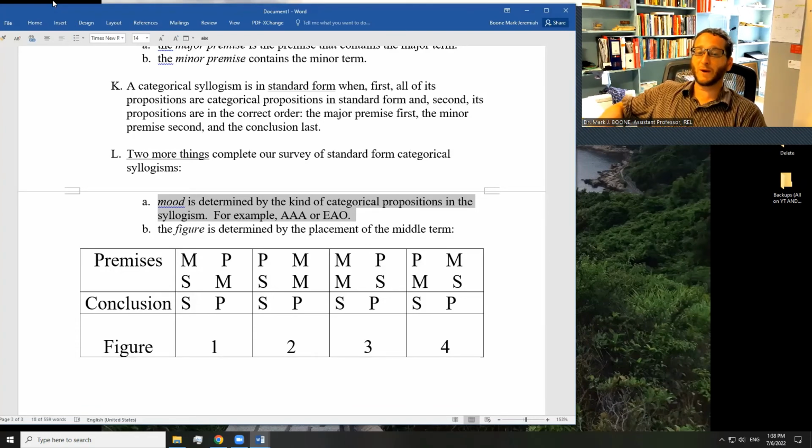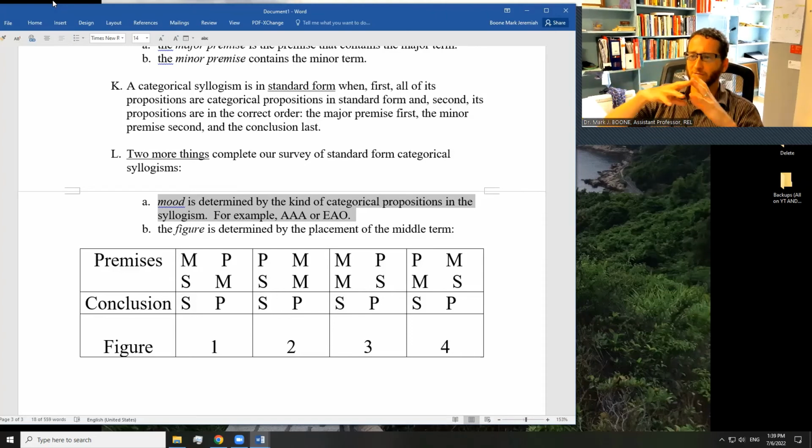All right, let's look at this another way. There are 4 possible figures, and then how many different moods are there? You could have EIO, OEI, et cetera. How many different possible moods are there? 4 options for the first premise, 4 options for the second premise, and 4 options for the conclusion, and then 4 possible figures.